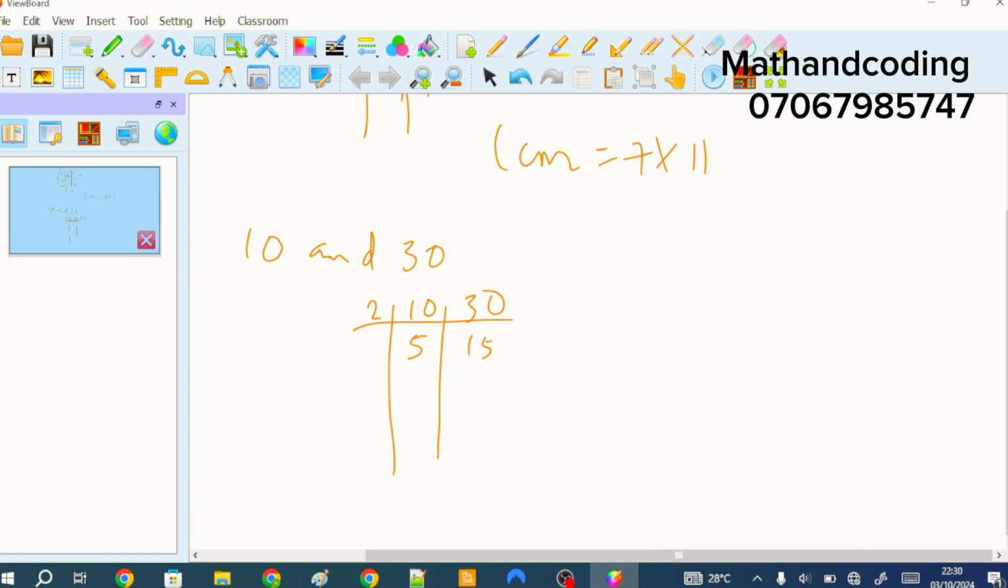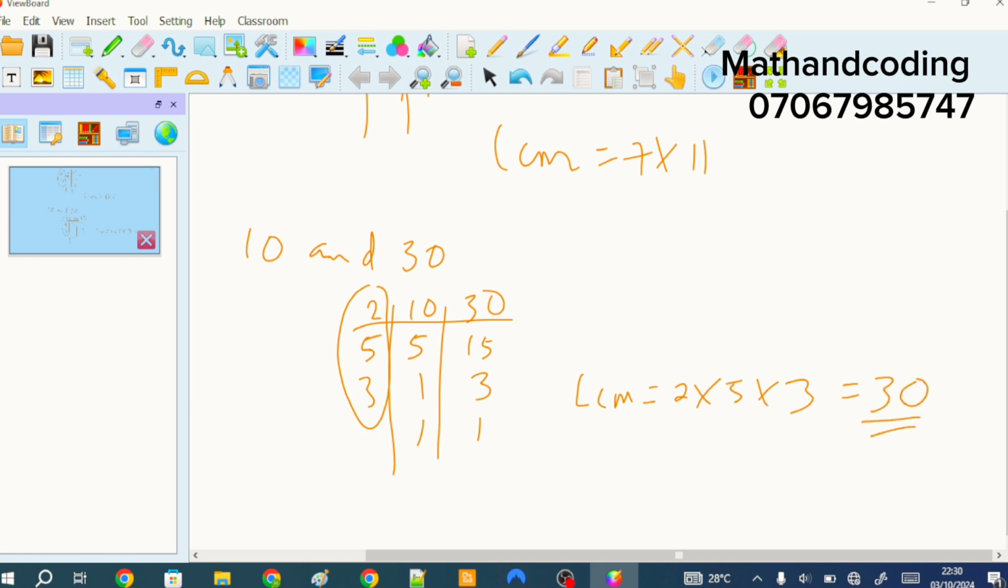Okay, a number that can divide 5 and 15 is 5. 5 divides 5, we have 1. 5 divides 15, we have 3. A number that can divide 3 is 3. We still repeat 1. 3 divided by 3, we have 1. So the numbers we have here are 2 times 5 times 3. So this will give us the LCM. LCM will be 2 times 5, 10. 10 times 3 is 30. So LCM is equal to 30.